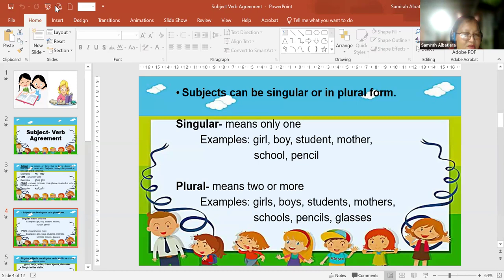Look at the slides. Singular subjects. What can you see in the slide? Only one. Very good. We're talking about only one. When you talk about singular, we are talking about only one subject. So what are the examples that you can see from the slide? A girl, boy, very good. And mother, school, pencil. Yes, girl, boy, student, mother, school, pencil.